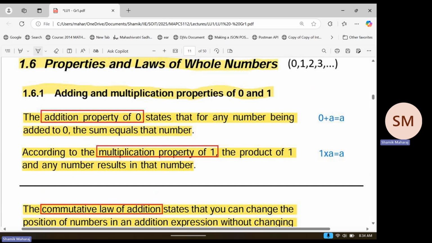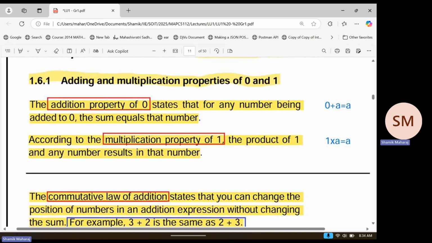The addition property of 0 is summarized in this little line on the side: 0 plus a is equal to a. It basically tells you that if you add 0 to anything, it does not change that thing. That's the addition property of 0. If you add 0 to a, your output is still a. It doesn't change it.